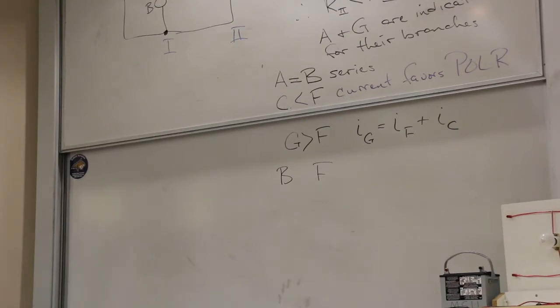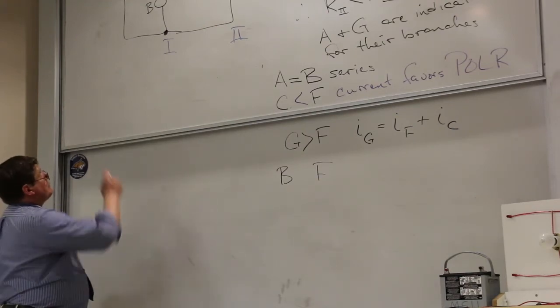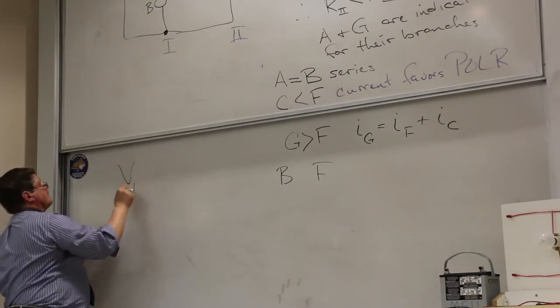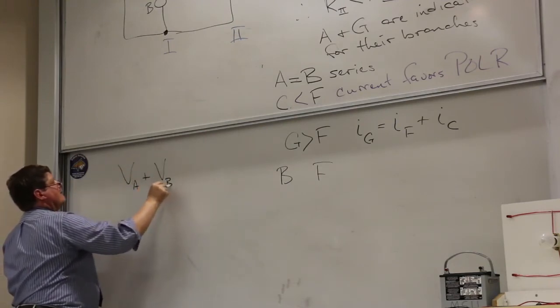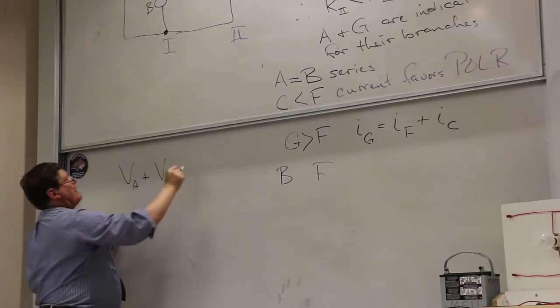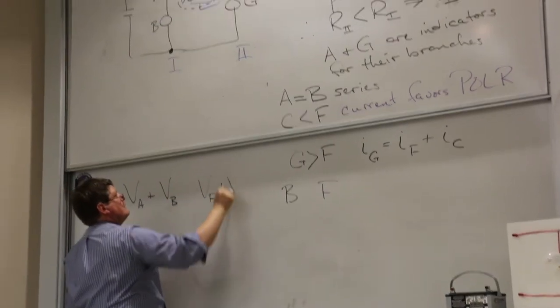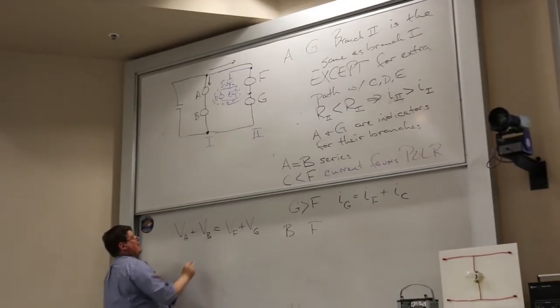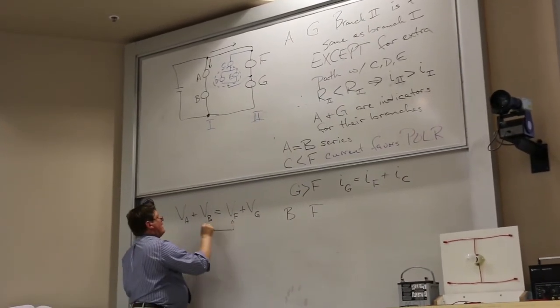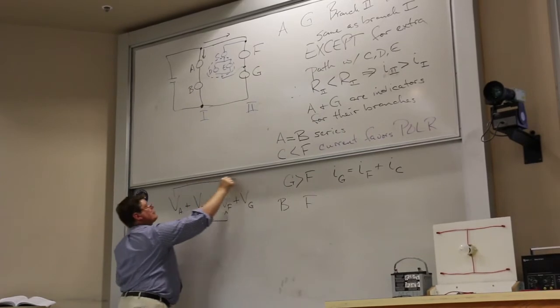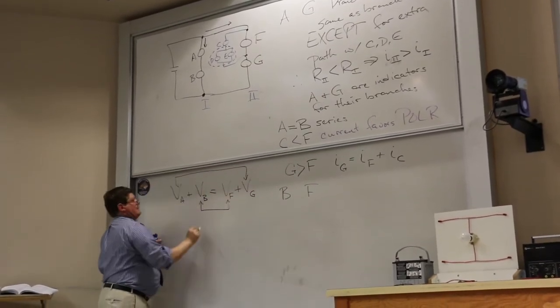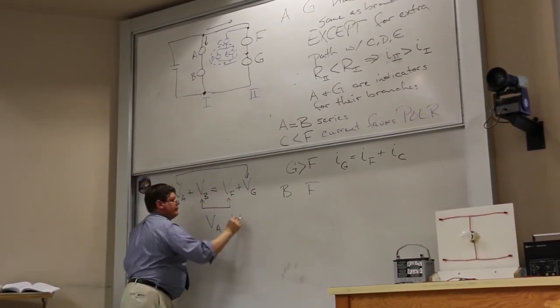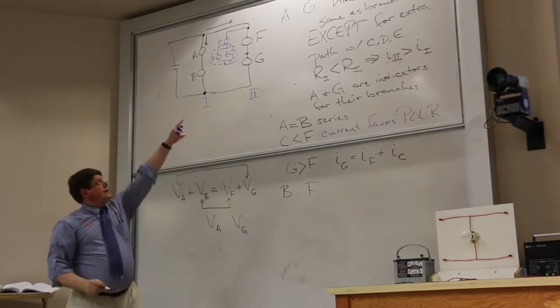B gets all of the small pizza, F gets more than half of the large pizza. So that means I have to pick a path that goes through B, and pick a path that goes through F, and I set those equal to each other. If I want to compare B and F, I first have to compare the other two. I've already compared the other two. That was the first thing I did up there.